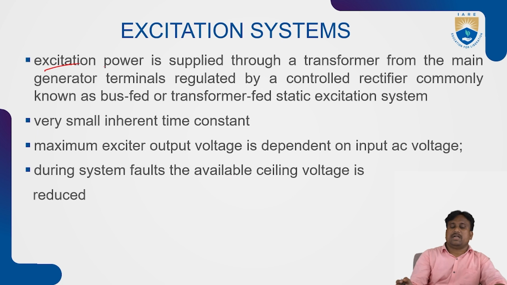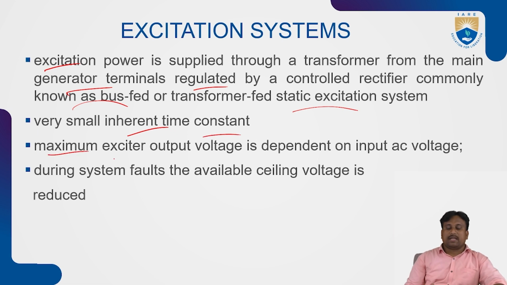Coming to this, excitation power is supplied through a transformer from the main generator terminals. They are regulated by a controlled rectifier. Commonly it is known as a bus fed, transformer fed, static excitation system. These have very small inherent time constants. The maximum exciter output voltage is dependent on the input AC voltage. This may happen during system faults, when the ceiling voltage availability should be reduced.